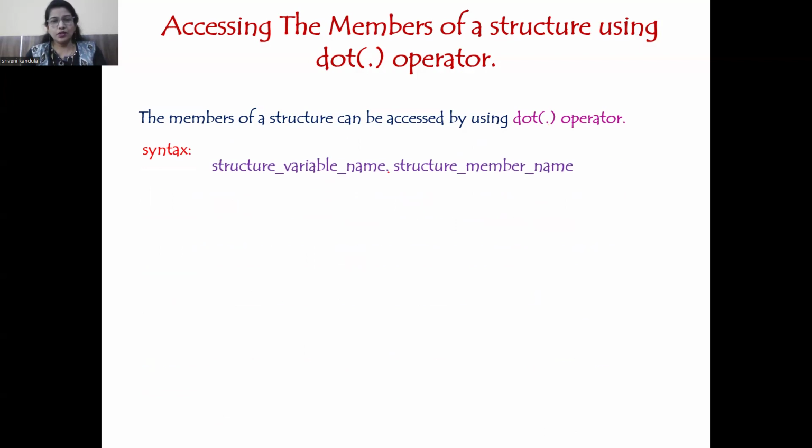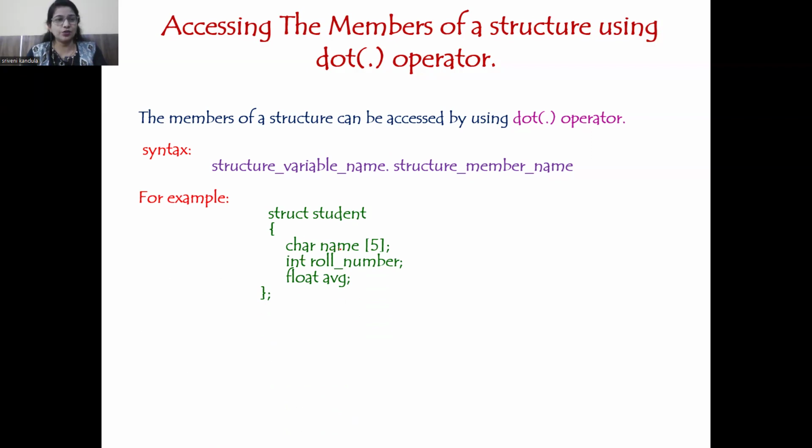On the left hand side of this dot operator, we should have the name of the structure variable. On the right hand side, we should have the structure member name. For example, let's take a structure student which contains name of the student, roll number, and average. Now to access the first member, which is name, remember that the members of a structure can be accessed only using a structure variable.